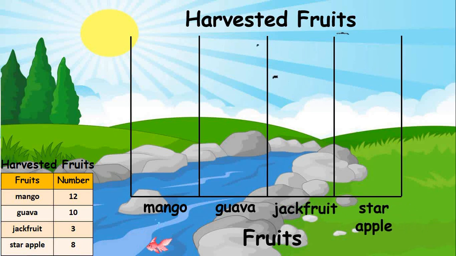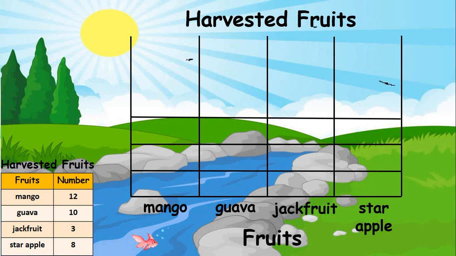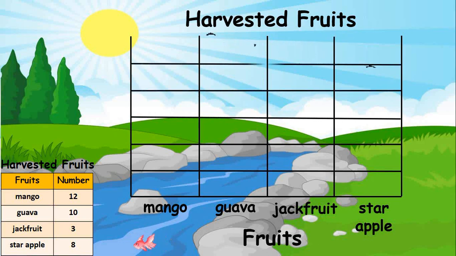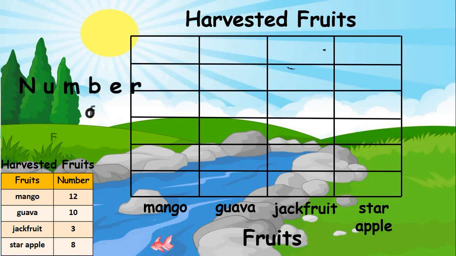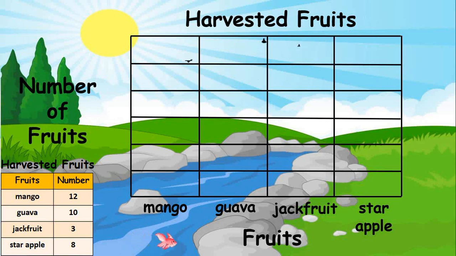And the next one is to make a scale and interval for the numbers of harvested fruits. Since 12 is the highest number in the data, we will make a scale from 0 to 12 with an interval of 2's. From 0, 2, 4, 6, 8, 10, and 12.